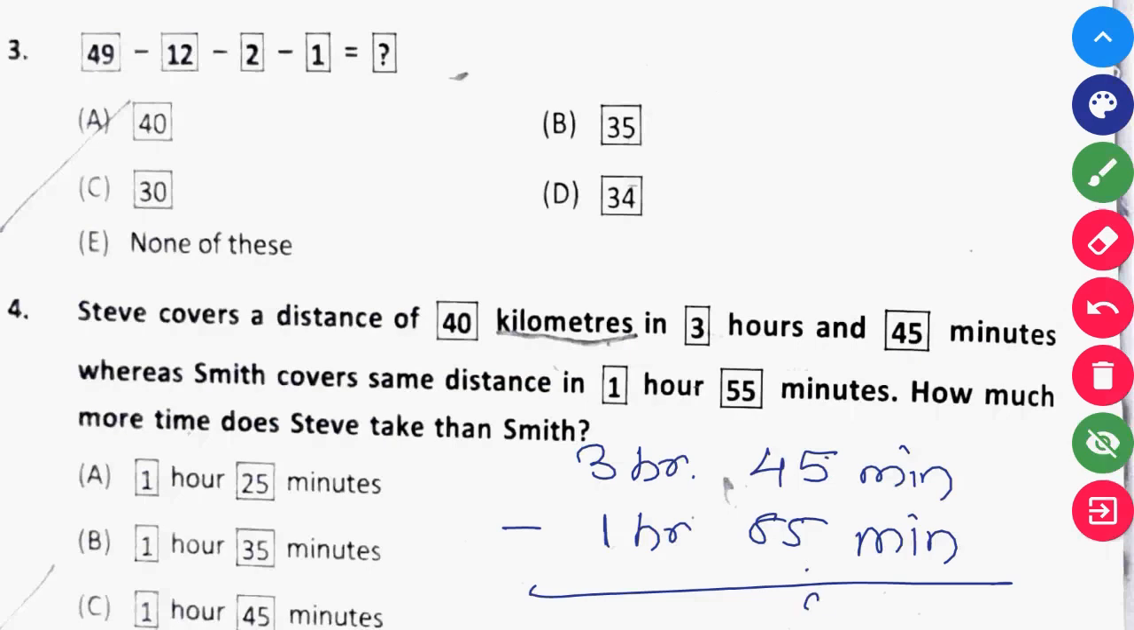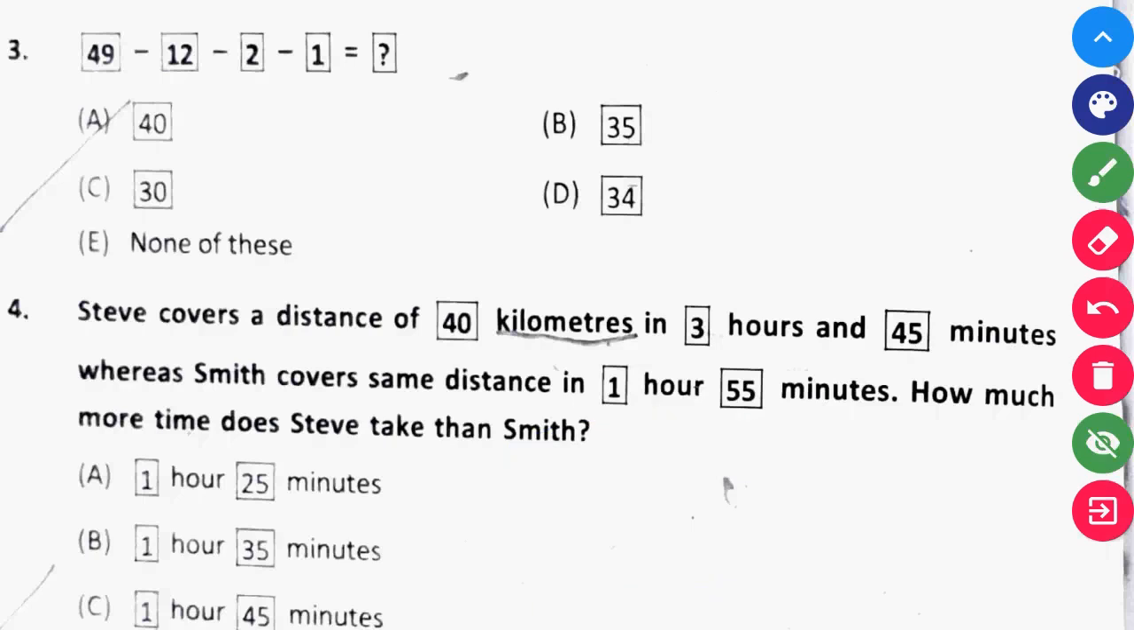So 5 minus 5, 0. 4 minus 5 we cannot do, so we will borrow here. This 4 becomes 14. These 3 hours become 2 hours. Now 14 minus 5, but we cannot do it like this. Why? Because it is not equal to 100. So you have to go by the first method only.